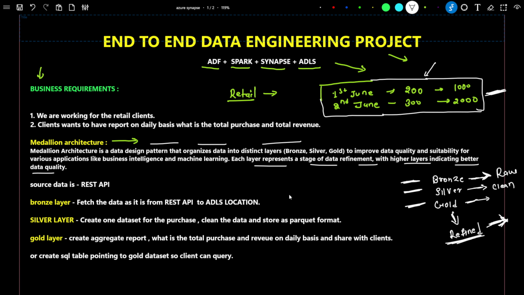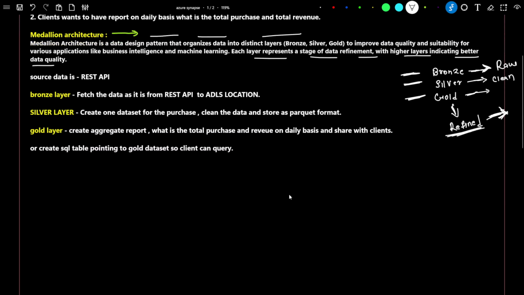Now let's understand our data. Our data is available in a REST API. So we have a REST API, and from this API we keep getting the data. Suppose I am a user, I am purchasing anything.